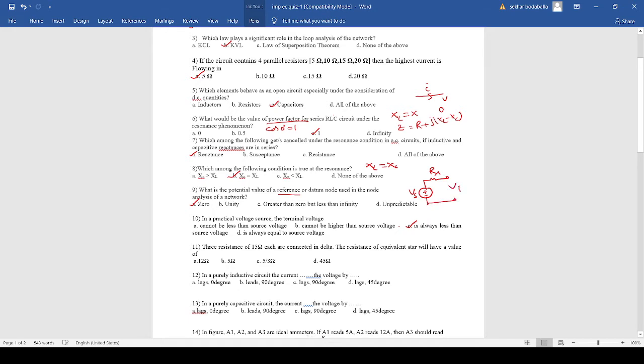So the terminal voltage at the terminals, always you will get voltage which is less than Vs. Why? Because some of the voltage will be dropped across this resistor Rs. Okay. I hope it is clear. So it is always less than the source voltage.